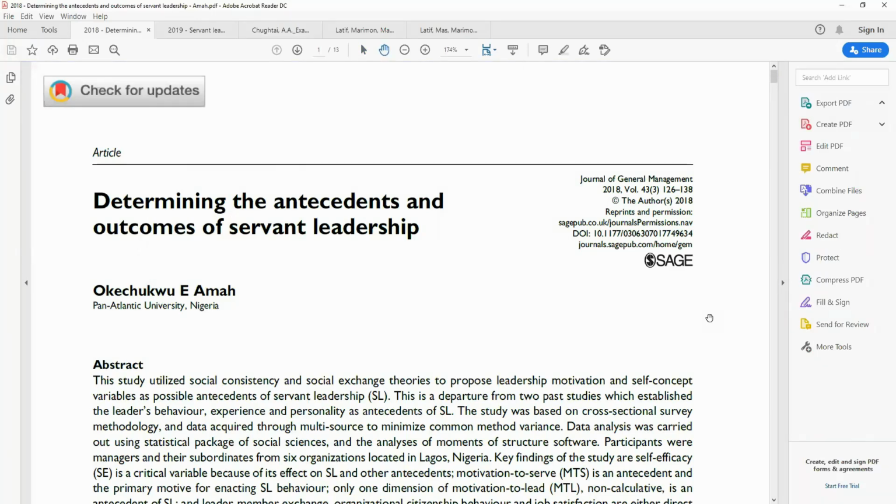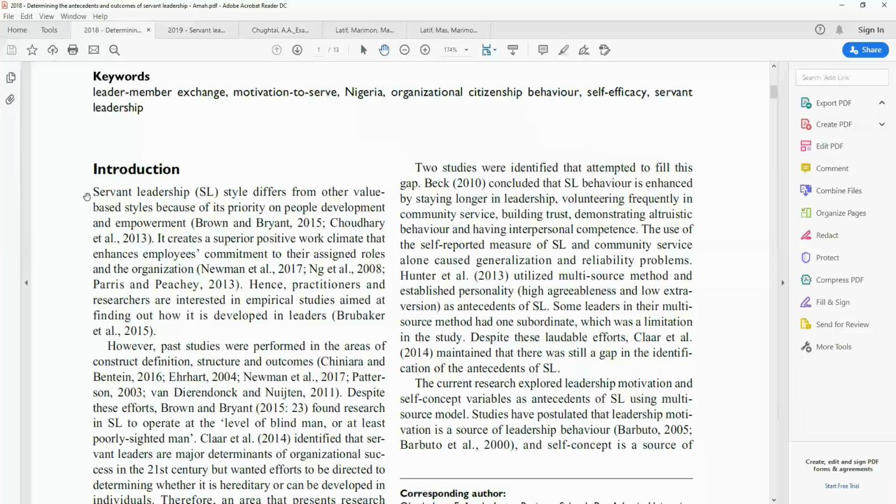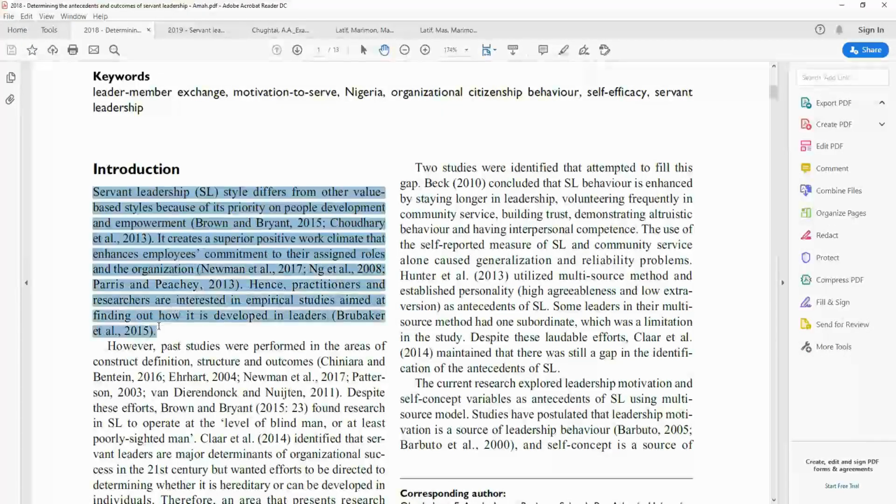So once this Excel sheet is ready, now we are going to further focus on how you may start writing. For instance, again, let's see this paper. Now, again, they have started with the value of research. Why this particular research is important? So they have focused on servant leadership.